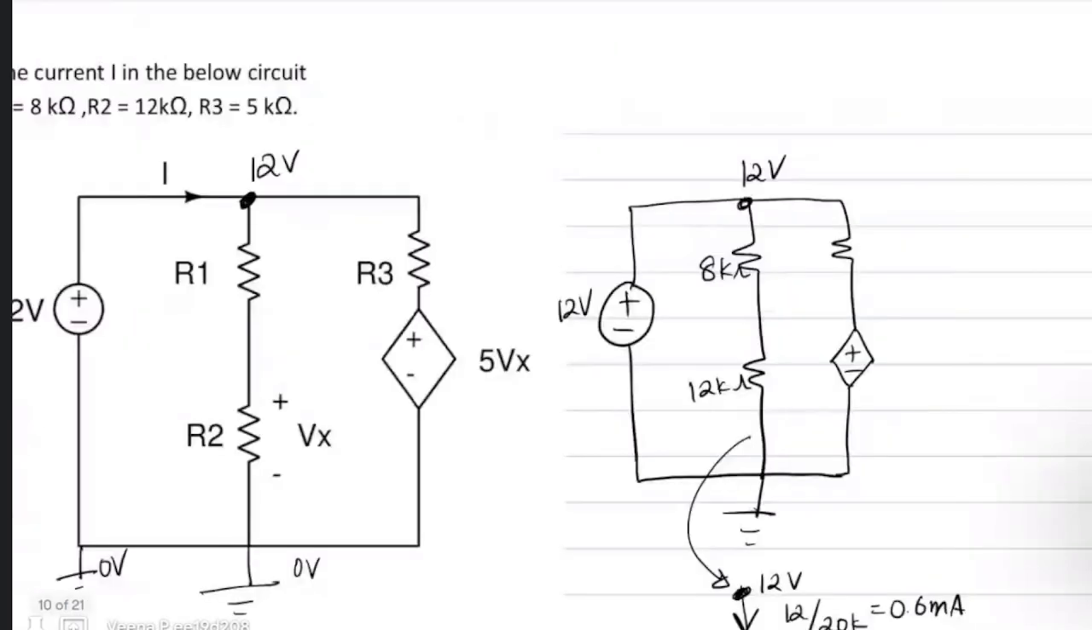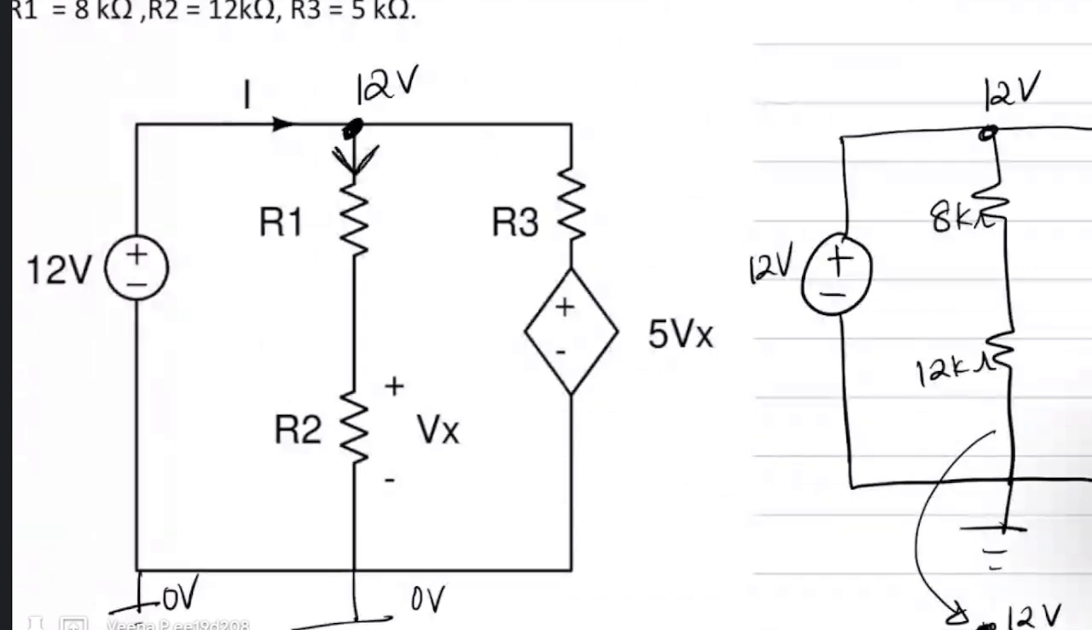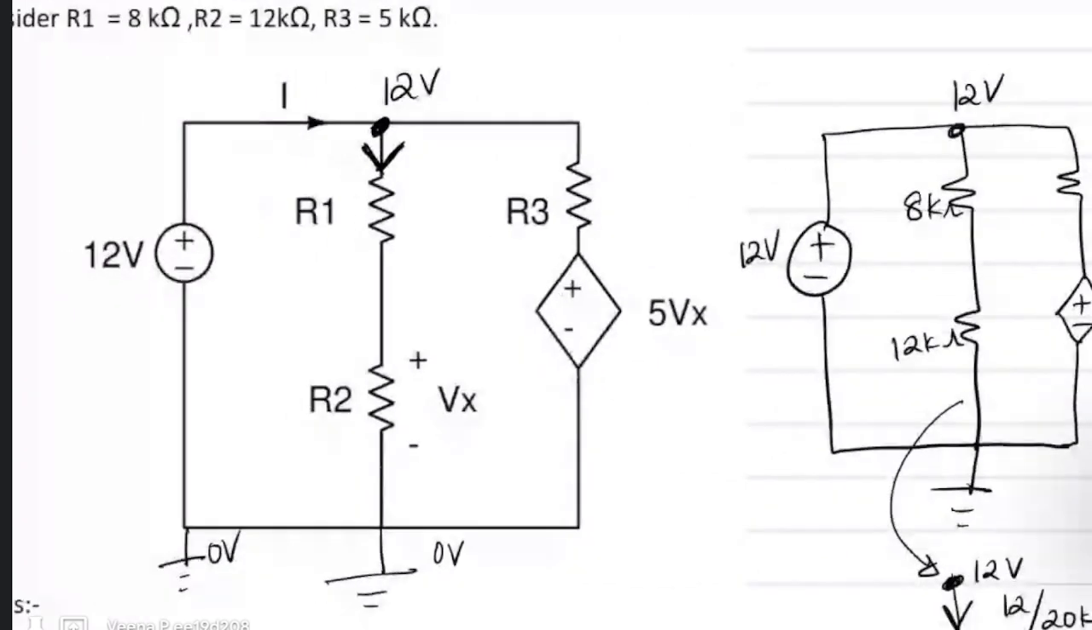So the current through this branch in this given direction, because this is ground and this is positive 12 volt. Current always flows from higher potential to lower potential. So the current direction is this, whose value is 0.6 milliampere.